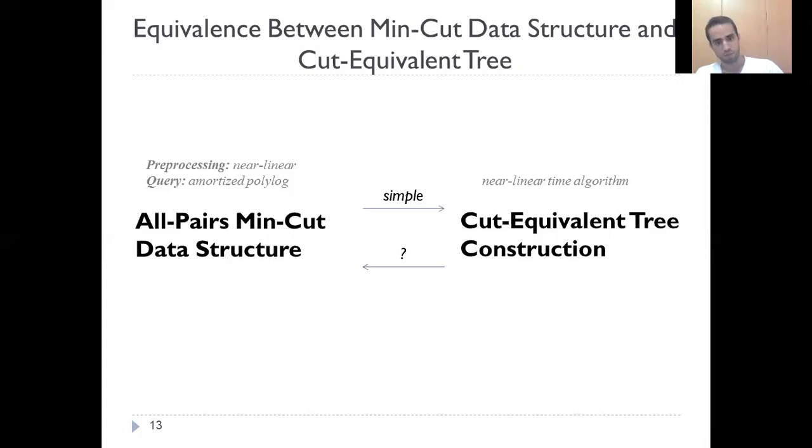But the other direction looks difficult. In the other direction, we need to construct a cut-equivalent tree, and we're given a mean-cut data structure. Now, it looks difficult because, for example, for bounded treewidth graphs, there exists a mean-cut data structure, but nobody knows how to construct a cut-equivalent tree for this graph family.